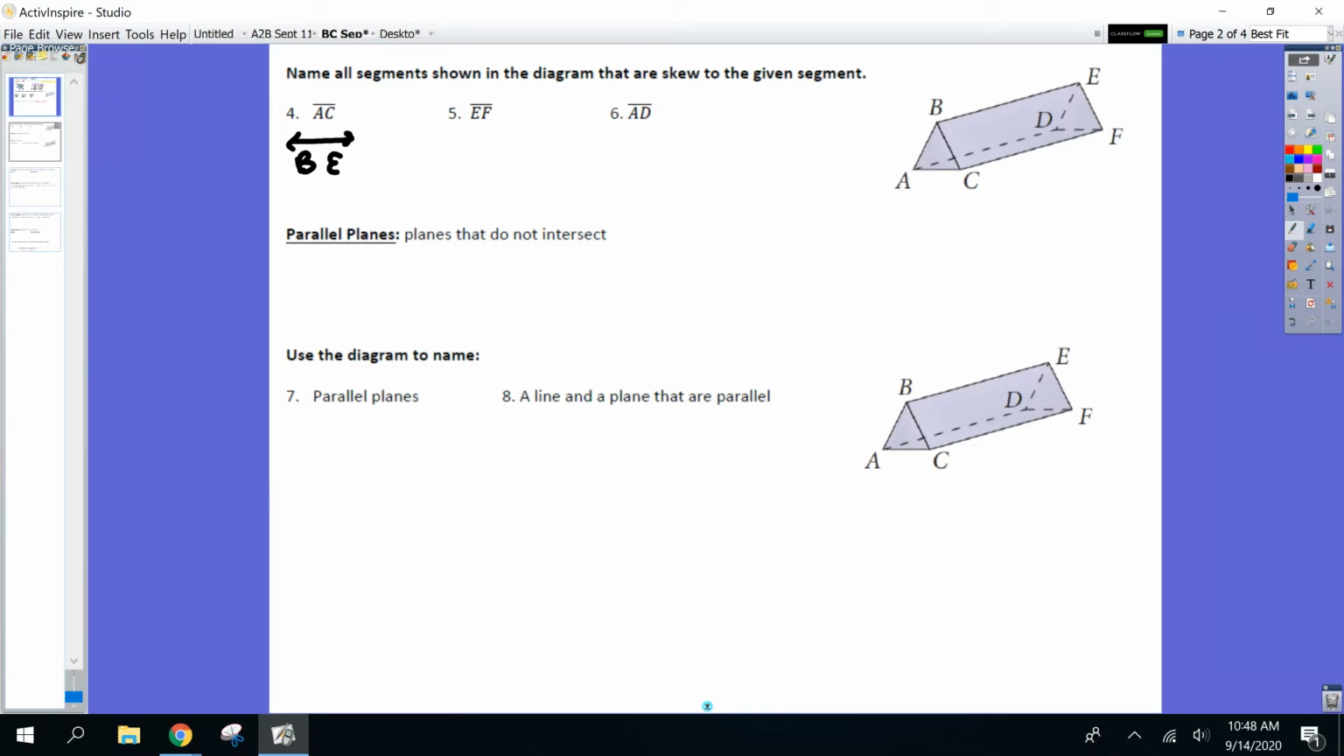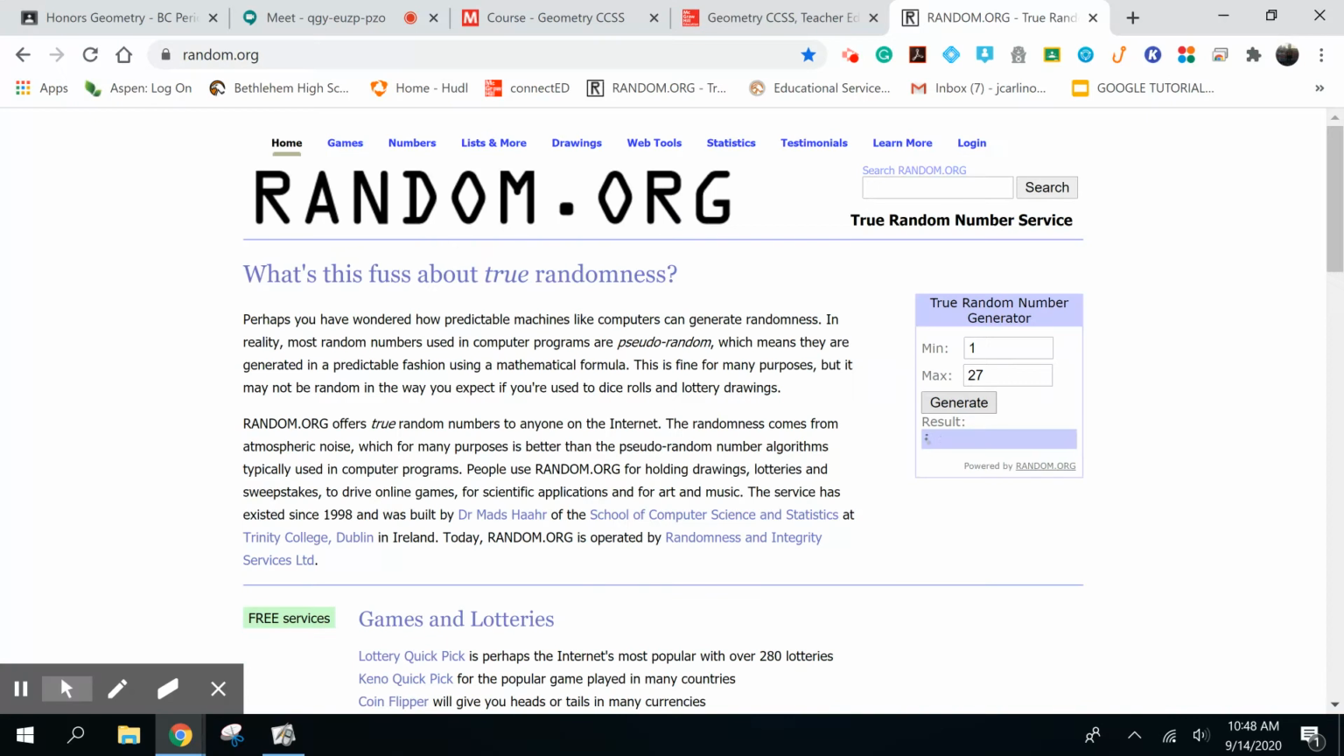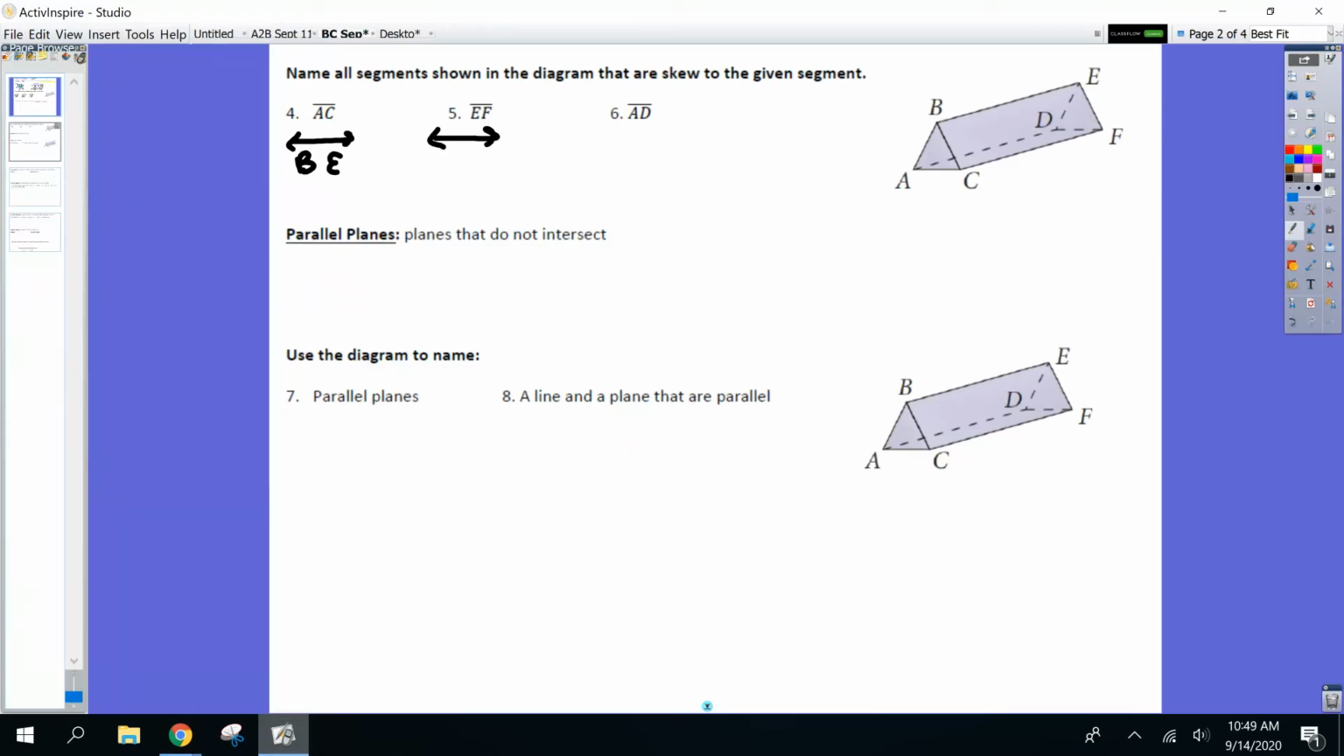Okay, what about EF? Give me something that is skewed to EF, do you think? Sabrina, go ahead. AC. Yeah, love it. AC. Yep, they will never intersect. And they're certainly not on the same plane, and they're not parallel. Nice job.